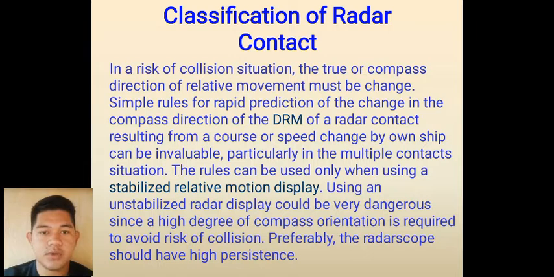The rules can be used only when using a stabilized relative motion display. Using an unstabilized radar display could be very dangerous, since a high degree of compass orientation is required to avoid risk of collision. Preferably, the radar scope should have high persistence.